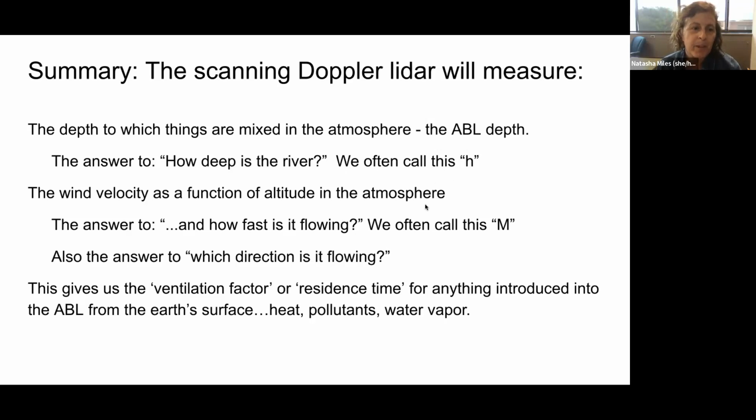And the wind velocity is a function of altitude in the atmosphere. We also get that information, and that answers the question, how fast is the river flowing? And we call this M. And we also know which direction it's flowing. And this information together gives us the ventilation factor, or the residence time, for anything that's introduced from the Earth's surface. So it could be heat, pollutants, water vapor.